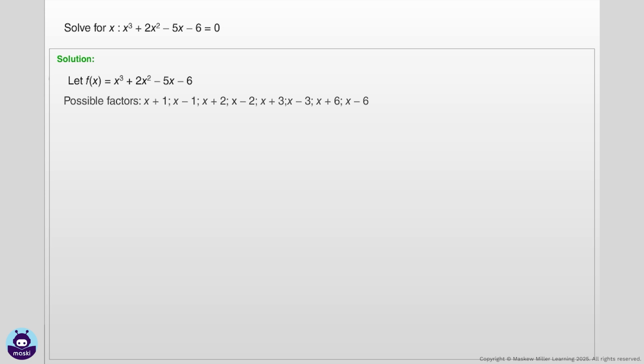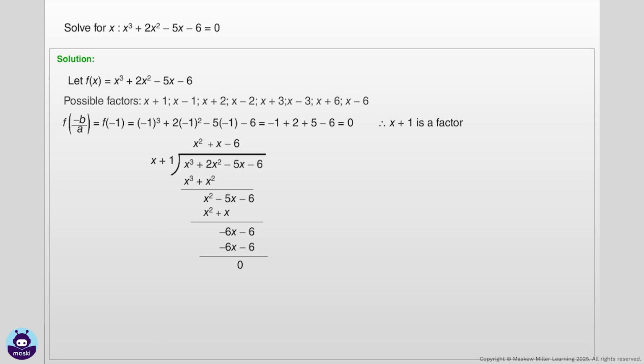To check whether x plus 1 is a factor, we substitute x equals negative 1 in f of x. f of negative b over a equals f of negative 1 equals negative 1 cubed plus 2 times negative 1 squared minus 5 times negative 1 minus 6 equals negative 1 plus 2 plus 5 minus 6 equals 0. Therefore, x plus 1 is a factor.